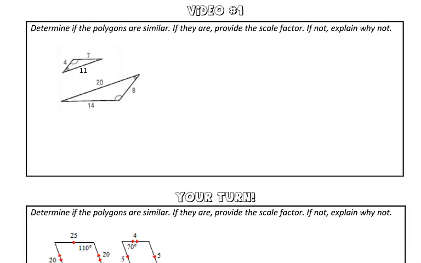In this problem, we're asked to determine if the polygons are similar, and if they are, provide a scale factor. However, if they are not, explain why they are not.